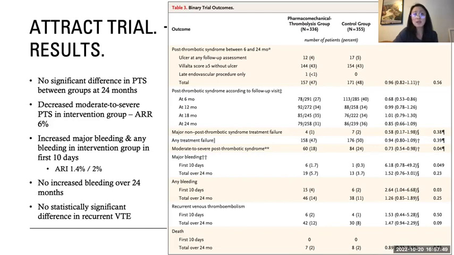After this trial, I think people were a little bit more concerned, saying there doesn't seem to be as persistent of an improvement in PTS, although moderate to severe did seem to show some improvement.